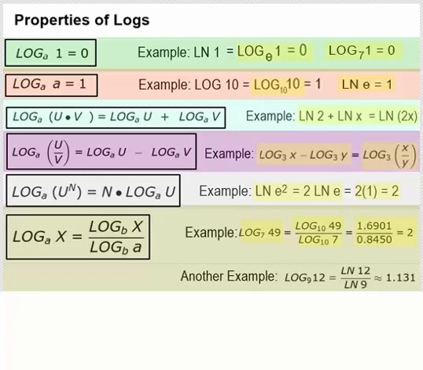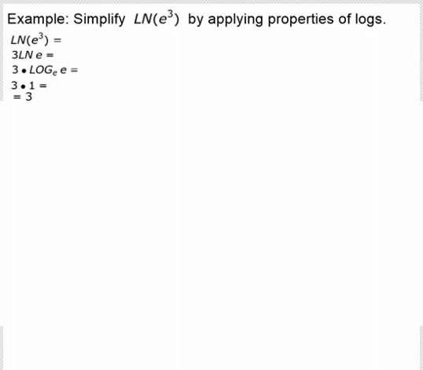Log base 9 of 12. We don't have a base 9 log key on most calculators. But by this rule, we can write this as ln of 12 over ln of 9. We can choose whatever base we want. Now if we're going to use our calculator, we should choose base 10 or base e. Here I'm choosing base e. When we find ln of 12 and divide by ln of 9, we get an answer of 1.131 when we round to 3 places. Now we'll look at a few more examples.